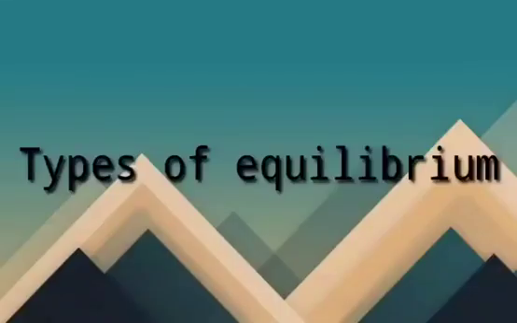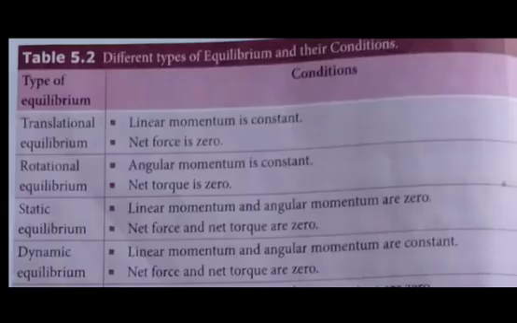Now let us see types of equilibrium. So what is equilibrium? Equilibrium means everything is balanced. If an object is said to be in equilibrium, the object is at rest, that is, everything is balanced. Now let us see translational equilibrium, the first type of equilibrium. What is meant by translational equilibrium? The sum of all the external forces acting on the object equals 0, and here linear momentum is constant.